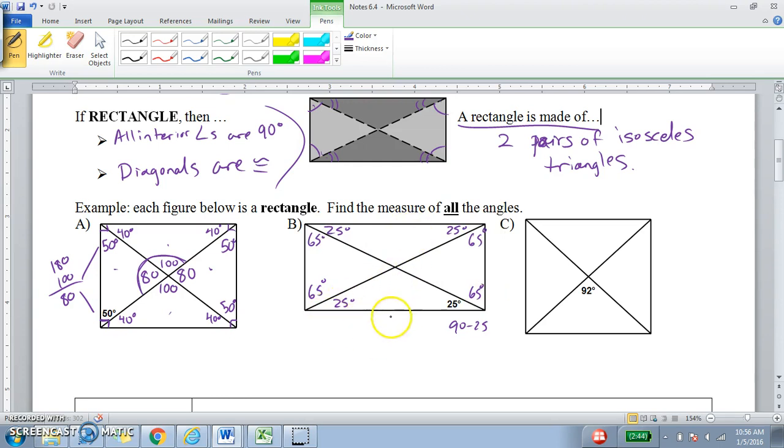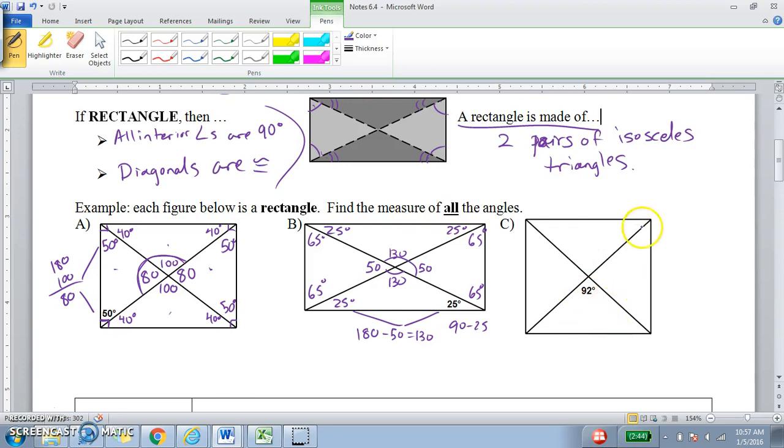To find the ones in the middle, first we add up 25 and 25, which is 50. We take that away from 180 to find the one at the top. That leaves us with 130. So we've got 130 here and here. And then we could subtract 130 from 180 and be left with 50 here and here.